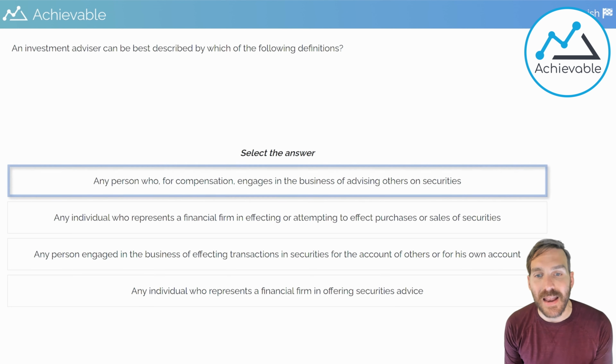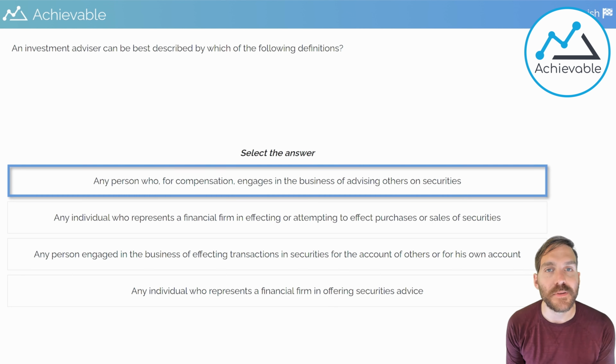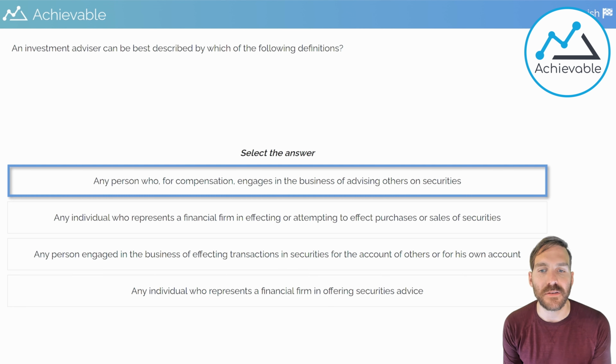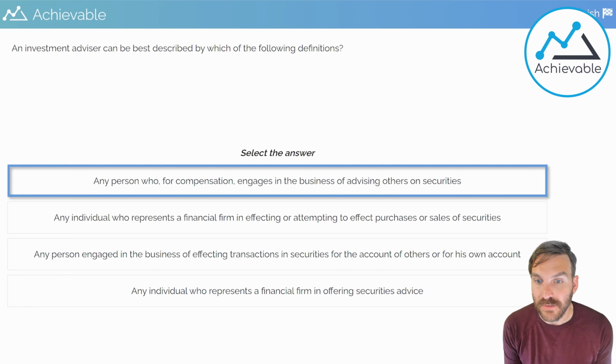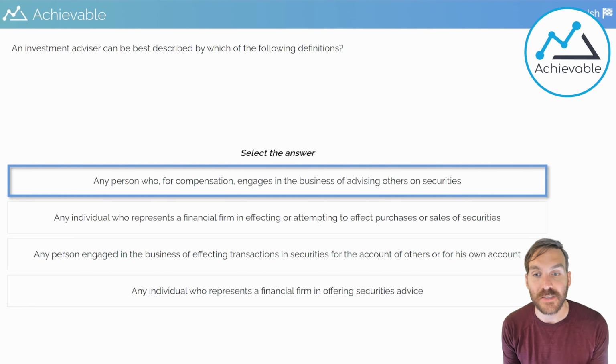First one, any person who, for compensation, engages in the business of advising others on securities. Now, this certainly sounds like it could be an investment advisor, right? We have the ABC there. Any person who, for compensation, that's the C, engages in the business, B, of advising A, others on securities. We have the ABC of investment advisor here. And really, there's nothing that I can argue against.